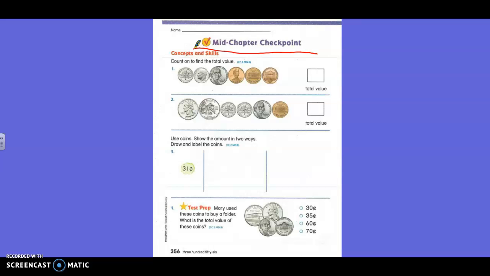And then test prep. I'm guessing you're counting. Mary used these coins to buy a folder. What is the total value of these coins? So you're finding the total. So this page is on your own. The homework is on your own. You can do share and show and on your own.